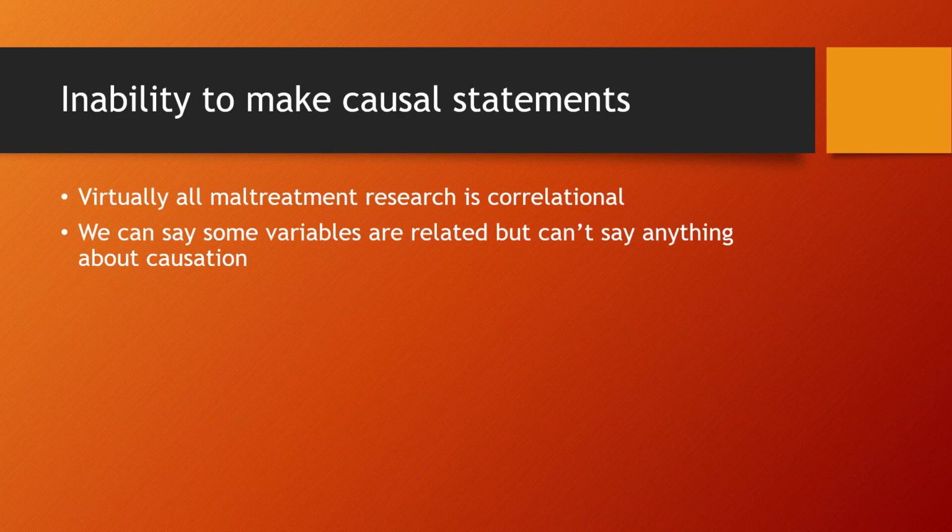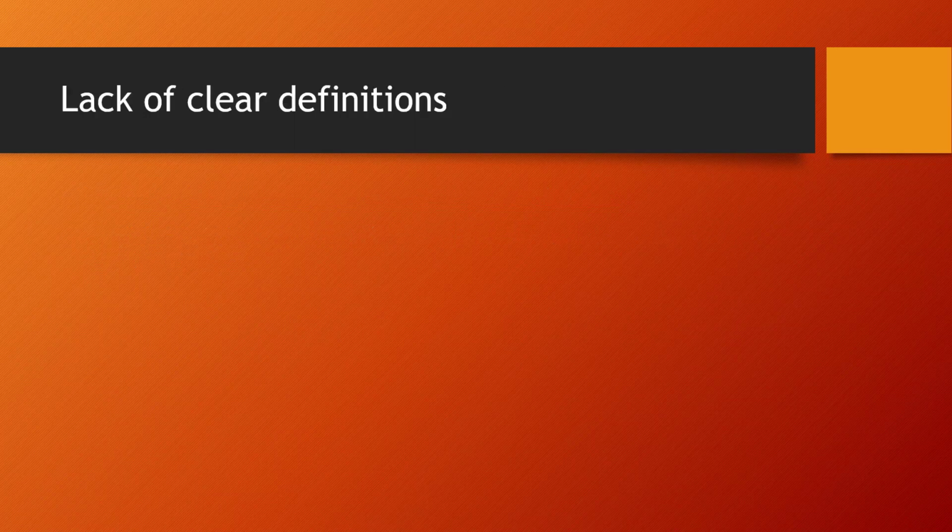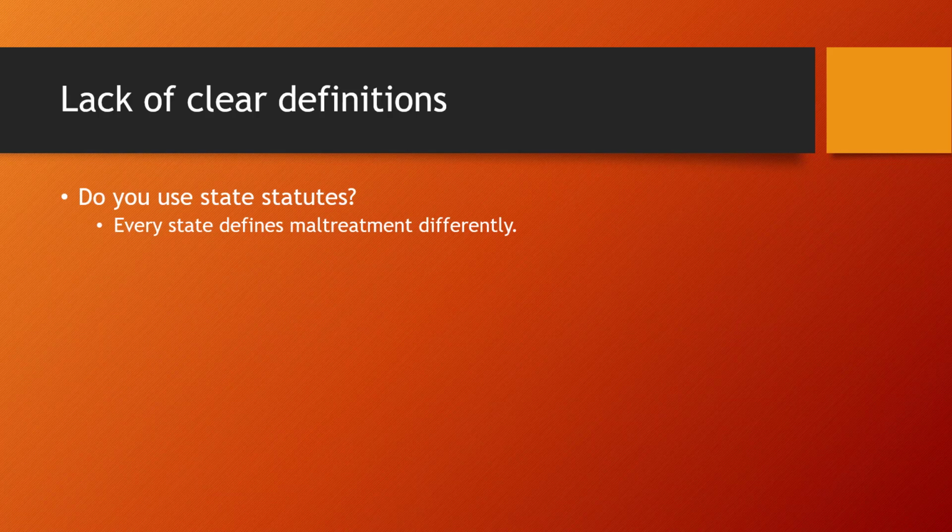The next issue is the lack of clear definitions. If we go back to the example I started with, and I went to DFS and I asked them for a group of neglected children, I'm obviously going to be using the state statutes. So I will be talking about neglected kids as defined by Wyoming. And you're going to see that states differ quite a bit in some of their statutes.